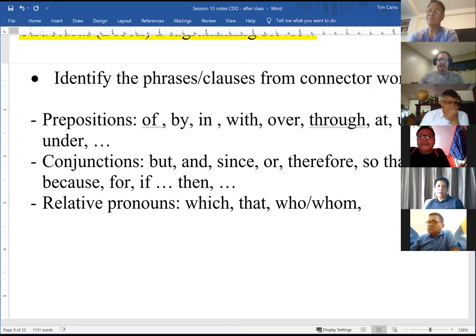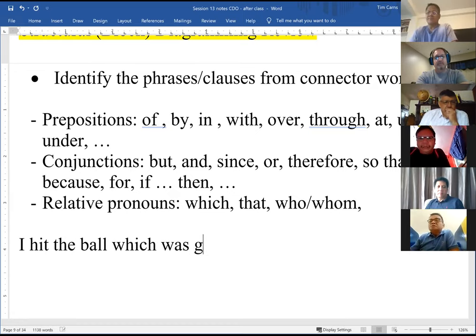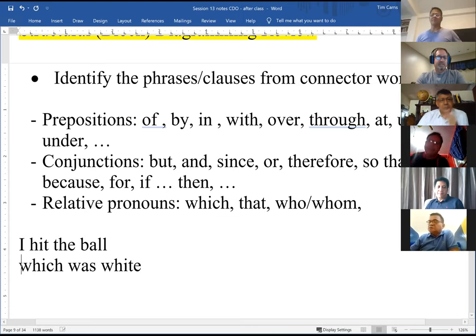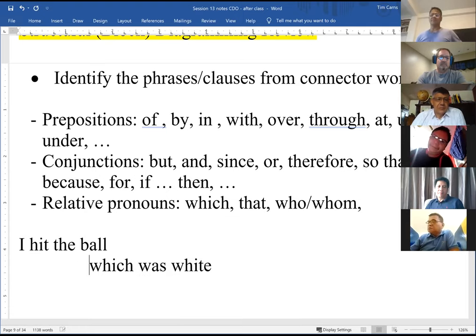All right? So, for example, if you say, "I hit the ball, which was white," because usually baseballs are white. Here, "I hit the ball" is the main sentence. Now, "which was white" doesn't stand alone. It's a phrase, and what is it modifying? The ball, because it's telling us something about the ball. What kind of ball?